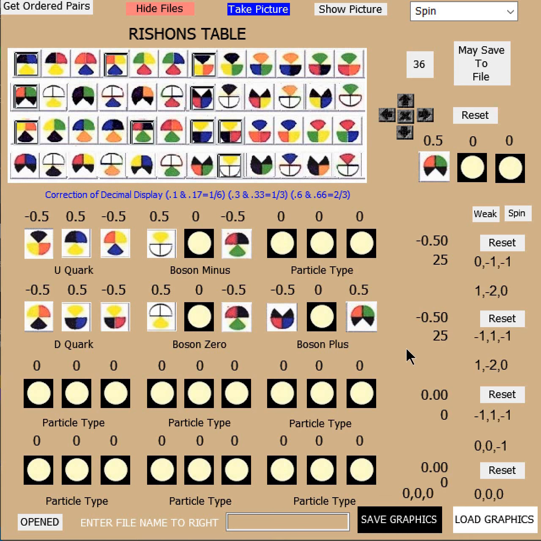And we see now, just as before, we still have the proportionate mass on the d quark of 25 electron units. And so here we have a boson plus composed of a flavored and anti-flavored particle. So the flavor is canceled.